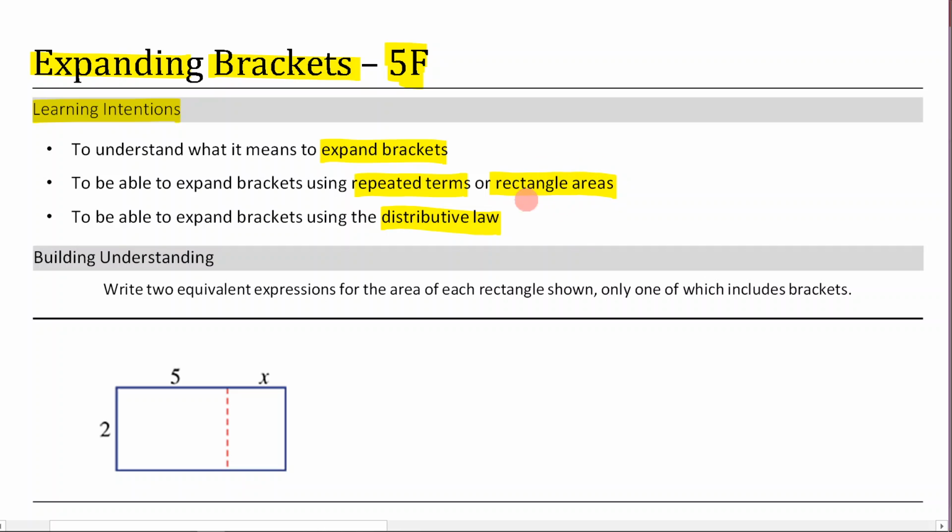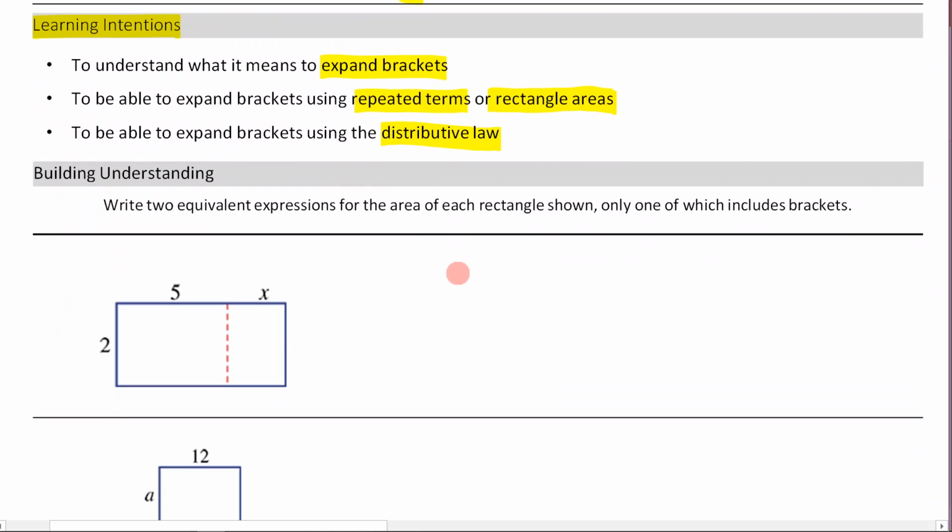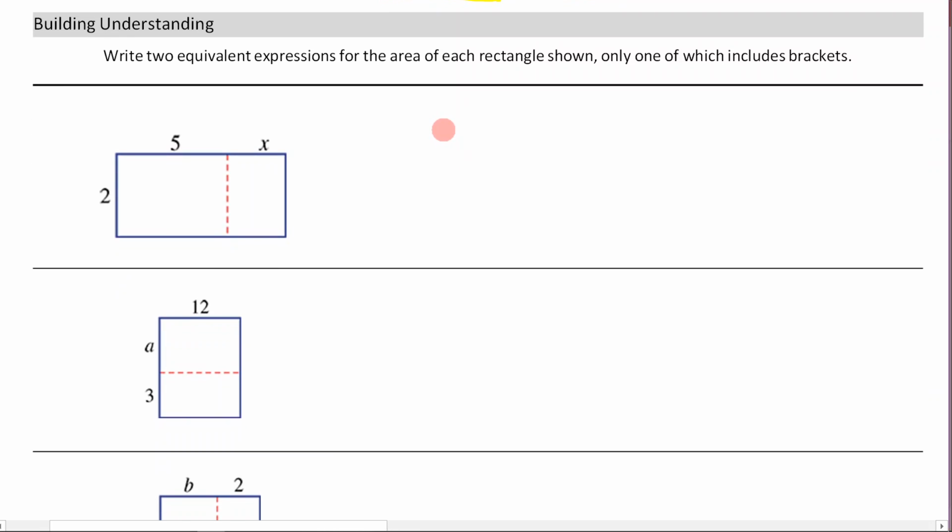The very first thing that we're going to do is explore this topic using rectangle areas, and that's our very first thing here. So this is going to help us build our understanding. So let's read the question. It says, write two equivalent expressions for the area of each rectangle shown, only one of which includes brackets. So only one of our two expressions can include brackets. So we have to think of two equivalent expressions.